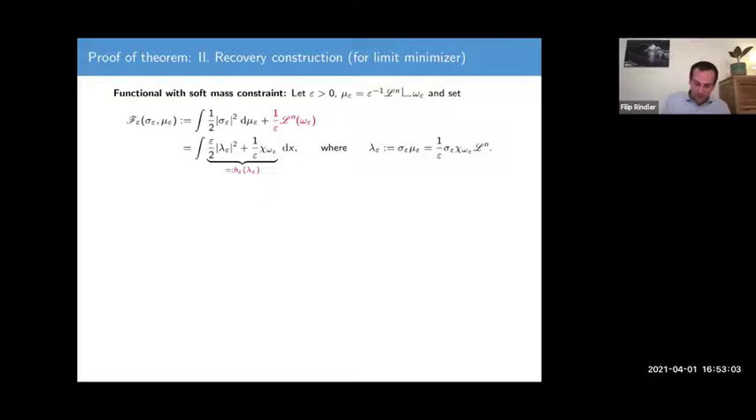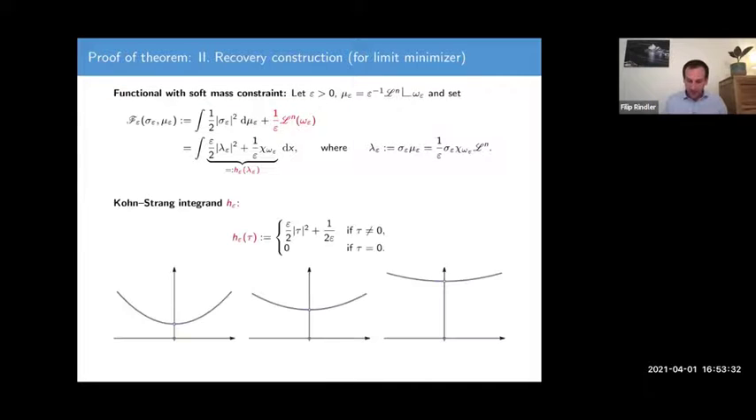And okay, so one way of doing this, you can actually rewrite this for yet another measure lambda, which is sigma epsilon mu epsilon. You pull those two together, and then you can convince yourself that this integrand can be written as epsilon over 2 times lambda epsilon squared plus 1 over epsilon chi omega epsilon. And this integrand I call h epsilon of lambda epsilon. Now, people who know this area will immediately recognize this integrand. That is the Kohn-Strang integrand. The Kohn-Strang integrand is precisely epsilon over 2 tau squared plus 1 over 2 epsilon, or it's possible I forgot a 2 epsilon. Maybe we make a 2 here, but obviously it makes no difference. If tau is not equal to 0, and it's 0 if tau is equal to 0.